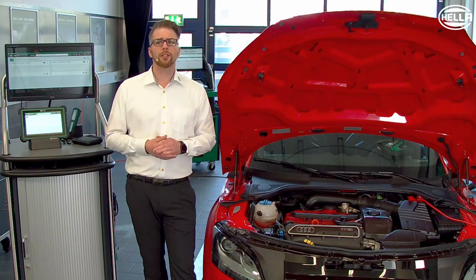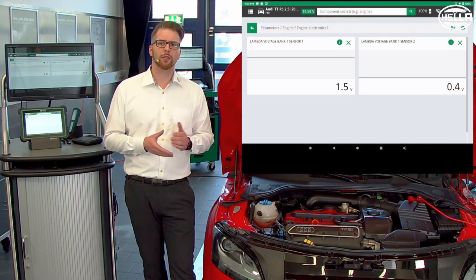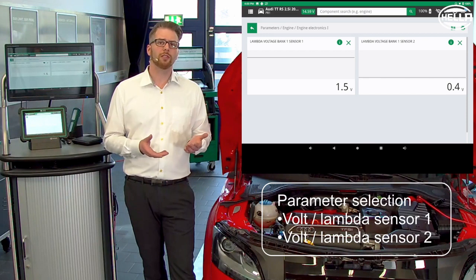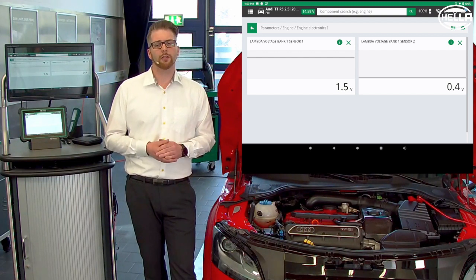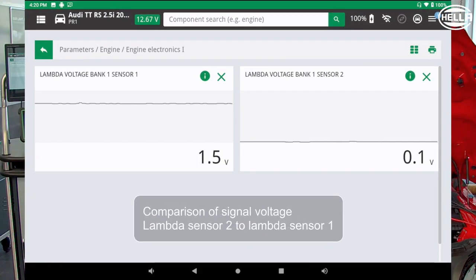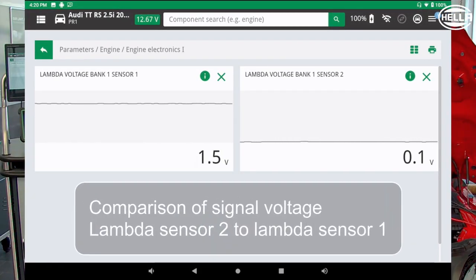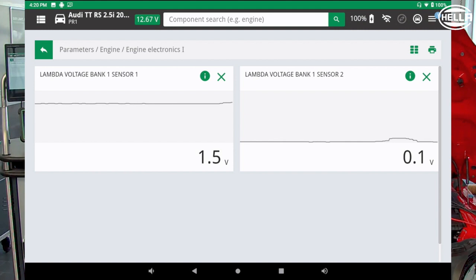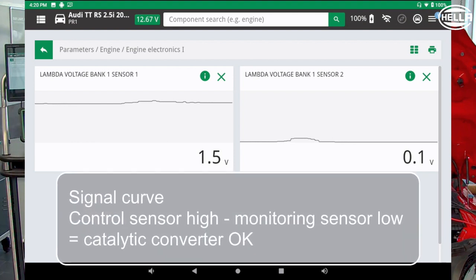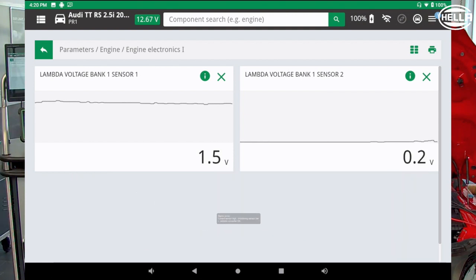A simple check is to compare the parameters of the two lambda sensors from the control unit. We have already selected the required parameters on the diagnostic device so as to view the values of the lambda sensors. Both sensors measure the oxygen content in the exhaust gas and pass this information on to the control unit. The control unit compares the values of the upstream, pre, and downstream, post-catalytic converter sensors to evaluate the converter's functioning. In our case, the voltage line of the downstream sensor is significantly lower than that of the control sensor. This means that the oxygen content in the catalytic converter is reduced, so it is in good working order.